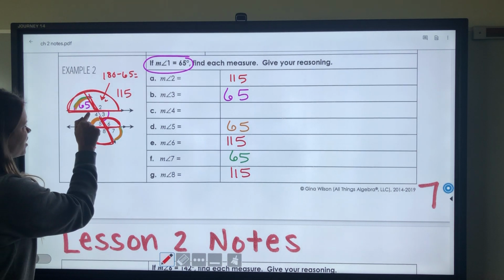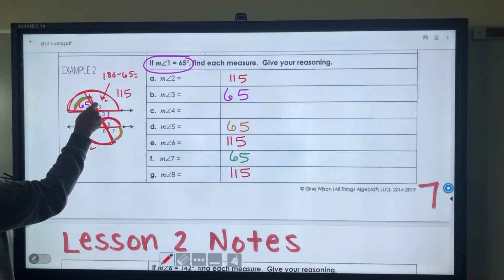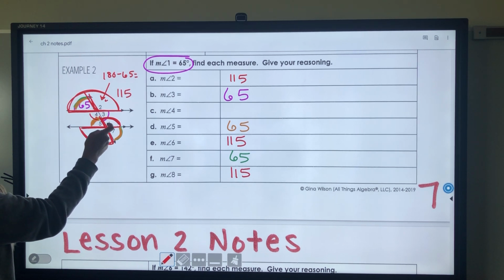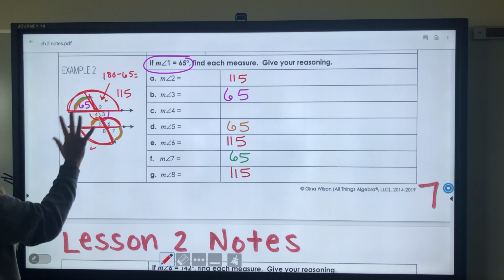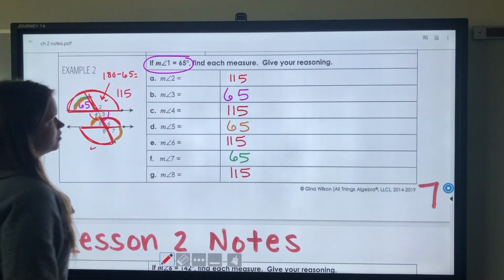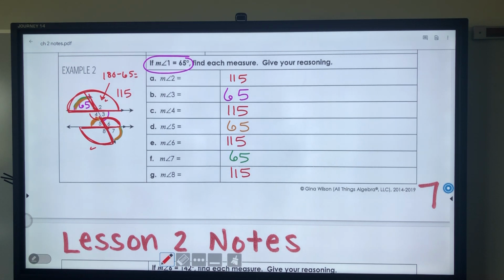And then angle 4 is in here. It's getting pretty messy, but 4 is vertical to 2. 4 is also corresponding with 8. 4 is also alternate interior with 6. There's 3 different reasons right there why that's also going to be 115. Okay.